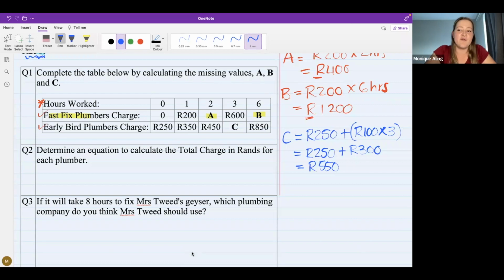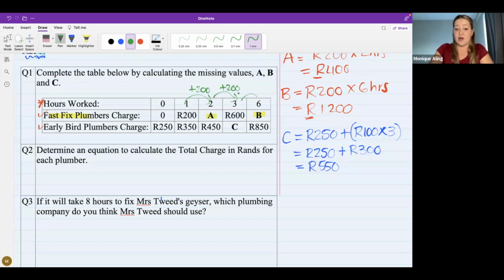But where did you get the 450 from? I think they looked at number 2 and then they added 100 Rand. Because if you look from 250, you see that there's 100 Rand difference between 250 and 350. Yes, and that's perfect. Thanks, Kia. 100%. So as you can see, with Fast Fix Plumbers, for example, it keeps going up by 200 Rand. So that's also another way to look at it.